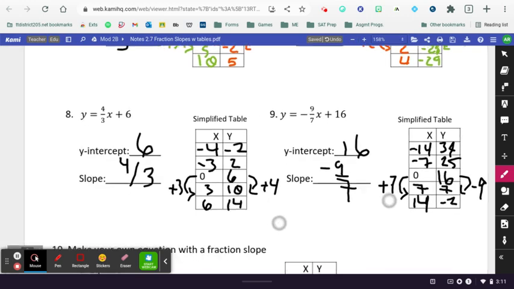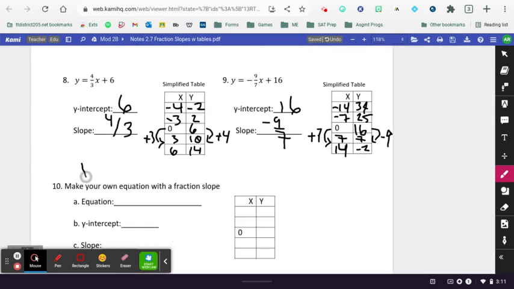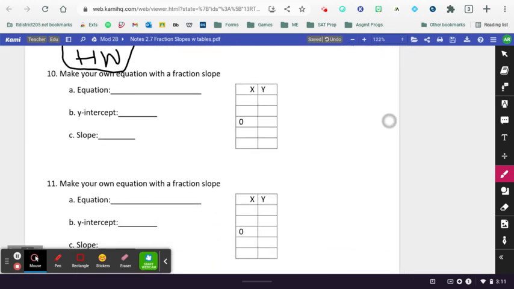All right. So those are the notes for today. Here's the homework. You're going to make up 2 of your own equations with fraction slopes. That's it. Your homework is 10 and 11.